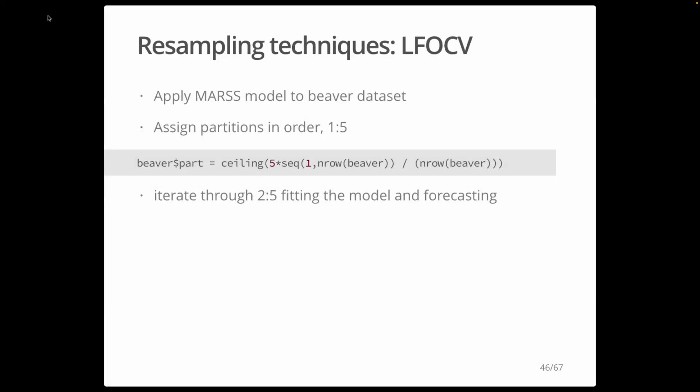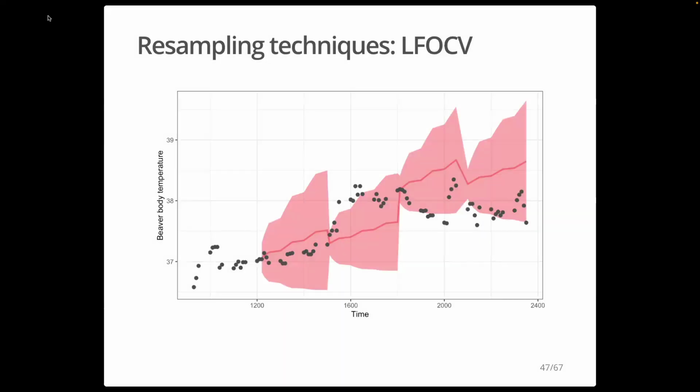So how does this work with our Mars model Beaver data set? We just change how we partition our data. Instead of partitioning our data randomly, this chunk of code is chunking up our data into 5 parts, and we'll be going through each of those partitions from 2 to 5 and doing our refitting and forecasting. And so this is what it looks like. What was done here is we fit our model to the first chunk to predict data in the second. That's what these predictions in red look like.